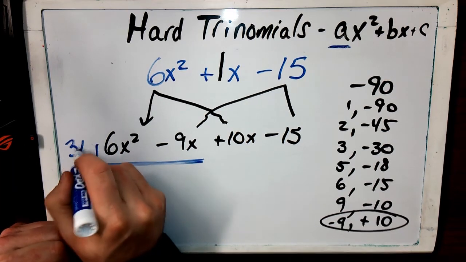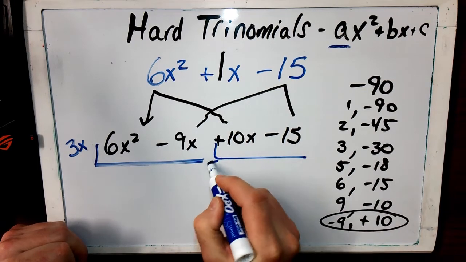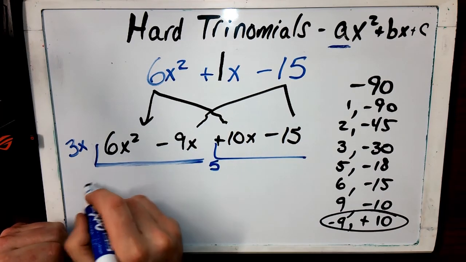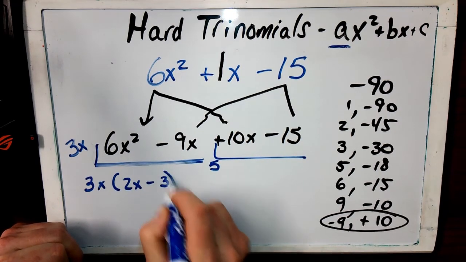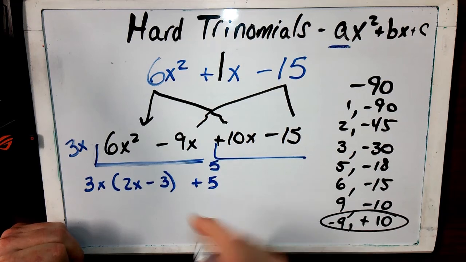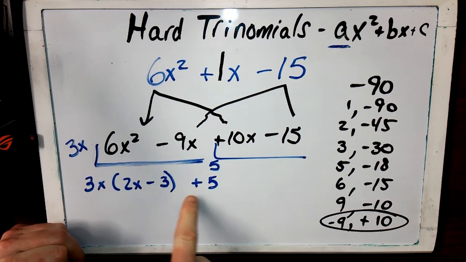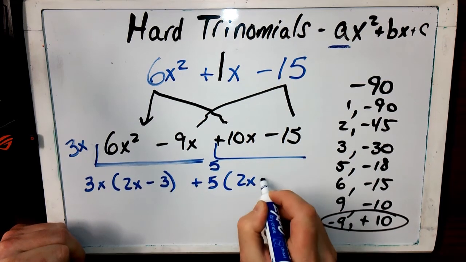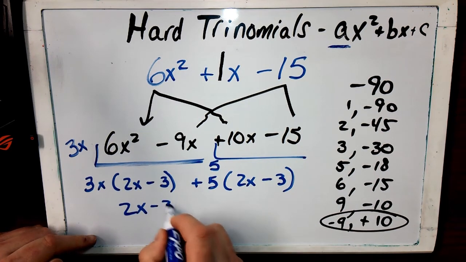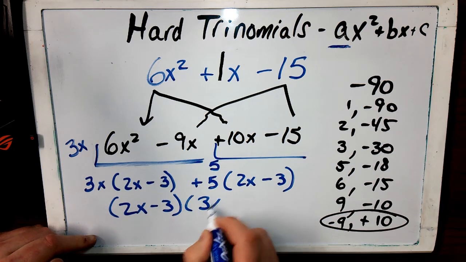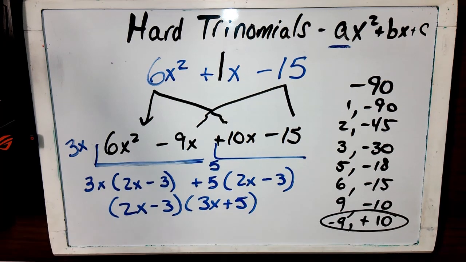On this side, 3x. On this side, 5 is the GCF. Don't forget your plus sign that has to go in there. 2x minus 3, matching binomials. And there we go.